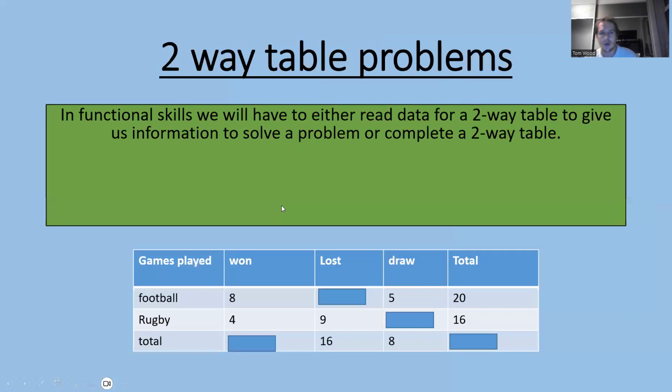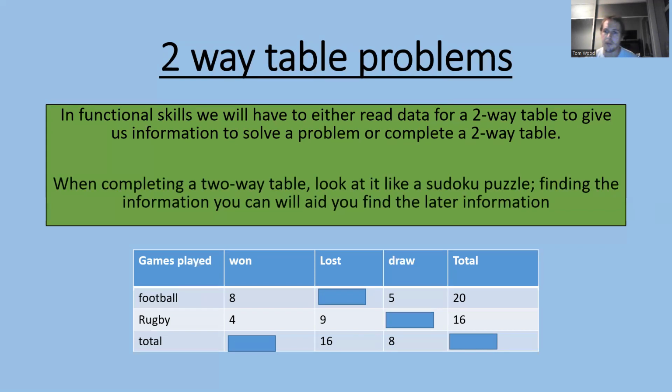Okay, so essentially, we may be asked to read data from a two-way table. If you ever get given a table and you're asked to read information from it, that's going to guarantee you 1 mark just for reading something. Even if it looks very straightforward, you're still doing a mathematical skill. You're still showing that you know how tables work, so you get the mark.